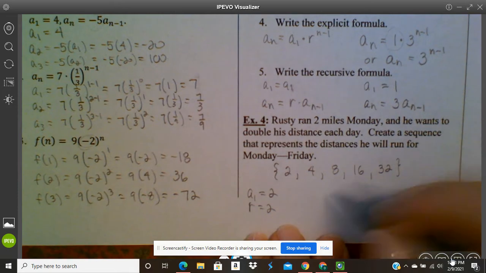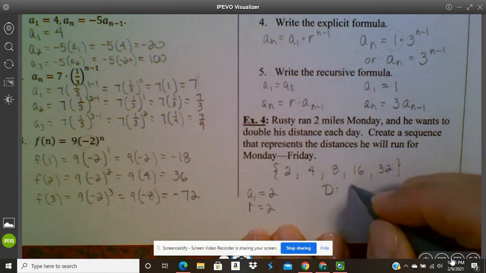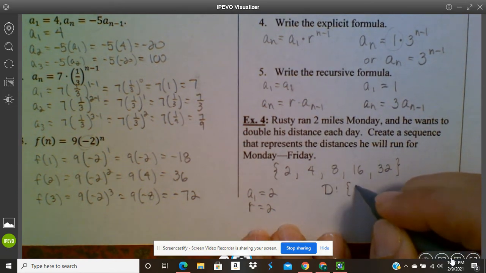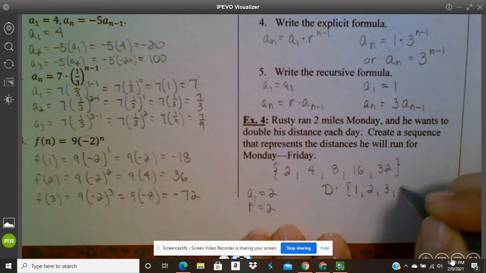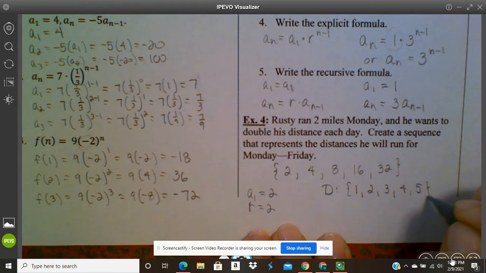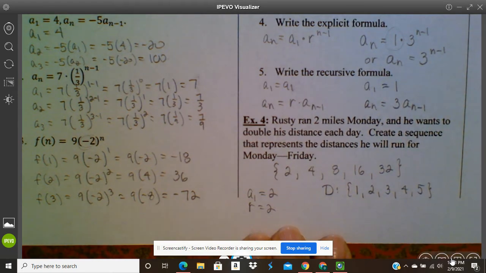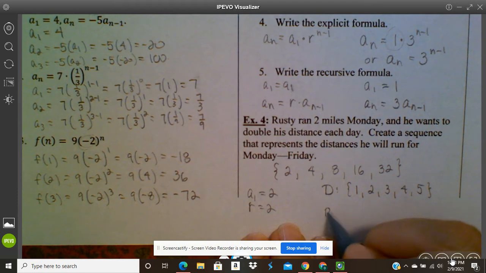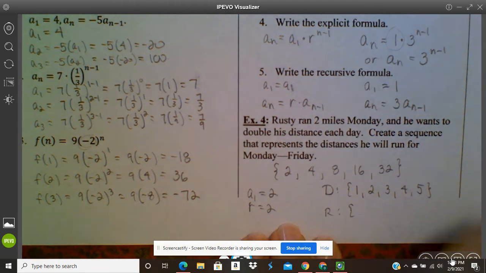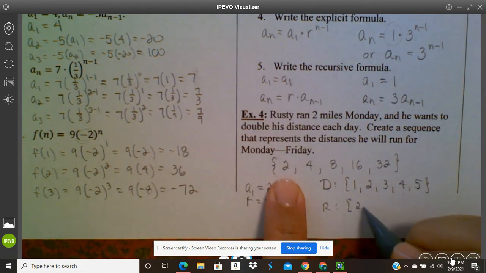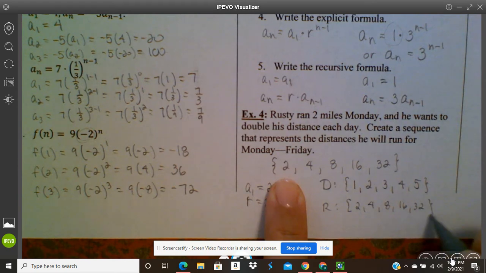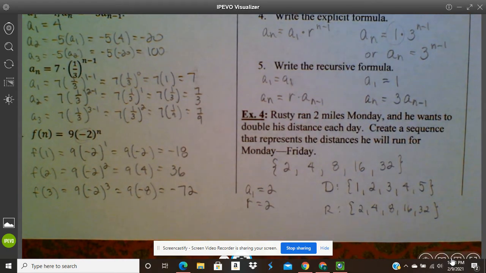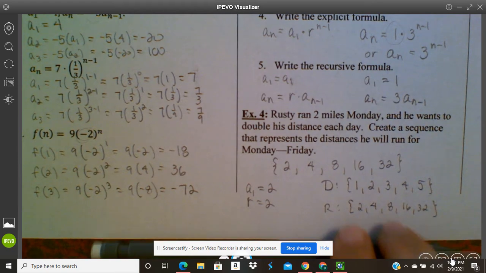But also because I'm extra, if I asked you for the domain, you would tell me, well, the domain is term 1, term 2, term 3, term 4, term 5, or day 1, day 2, day 3. Domain is my input. My range is always going to be the sequence. So my range are my output values, my 2, my 4, my 8, my 16, my 32. I had to bring domain and range in because it's so important, okay?